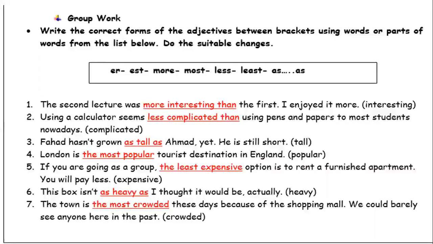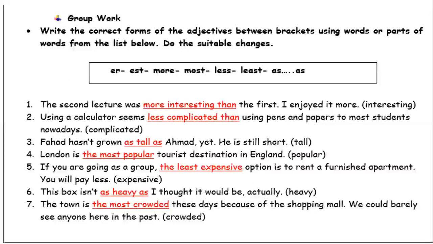So you should look at your adjective, complicated, and you can find it has more than one syllable. So you should follow the fourth step. But you should notice that complicated has a negative connotation, so you should use less and not more before it. So the correct answer is: using a calculator seems less complicated than using pens and papers to most students nowadays.